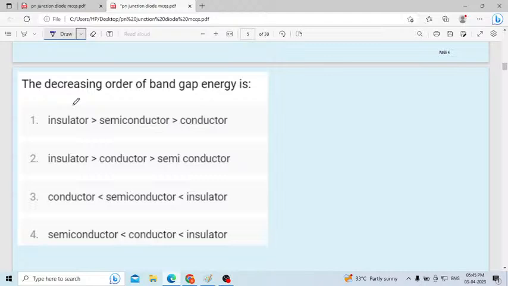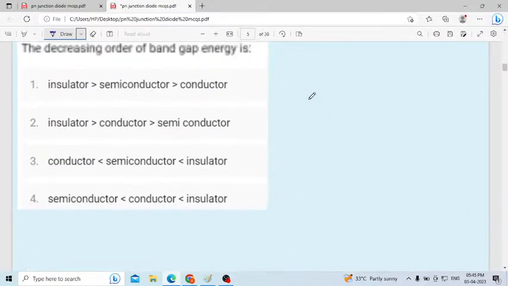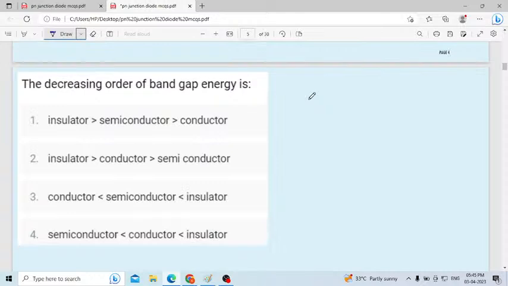Let us discuss the next question, based on the semiconductor, diode and also insulator. The decreasing order of band gap energy is, see here, what is meant by energy gap? This also I explained when I did the semiconductor lesson, but no problem, once again I will tell.